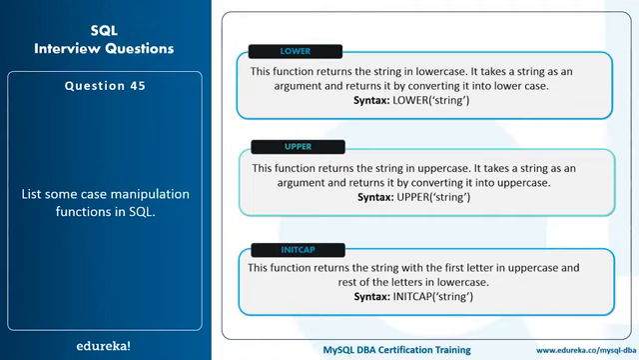Now moving forward to the next function, that is the upper function. This function returns the string in uppercase. It takes a string as an argument and returns it by converting it into uppercase. So the syntax for this particular function is upper, and in brackets you mention the string within the quotes. Moving forward to the third function, that is the initcap. This function returns the string with the first letter in uppercase and the rest of the letters in lowercase. So the syntax for this function is basically initcap, and in brackets you mention the string in quotes. So guys, these were the three case manipulation functions in SQL.